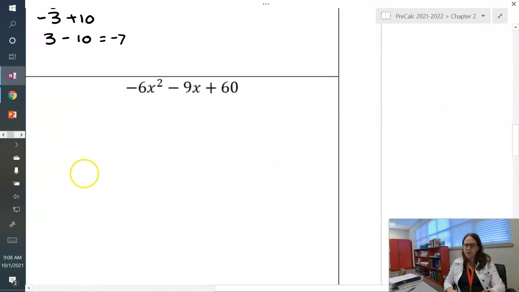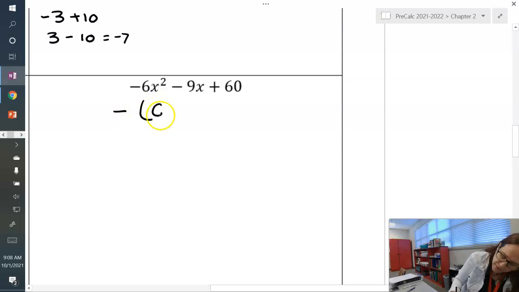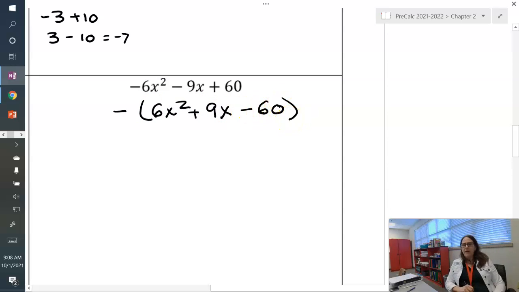Let's do another one. All right, this time I have a -6x squared minus 9x plus 60. Anytime you have a negative, please factor that out. So I want to pull out this negative. So I'm going to get 6x squared plus 9x minus 60. I factor that out because trying to factor with a negative in my first term is really, really difficult. So just factor that out.